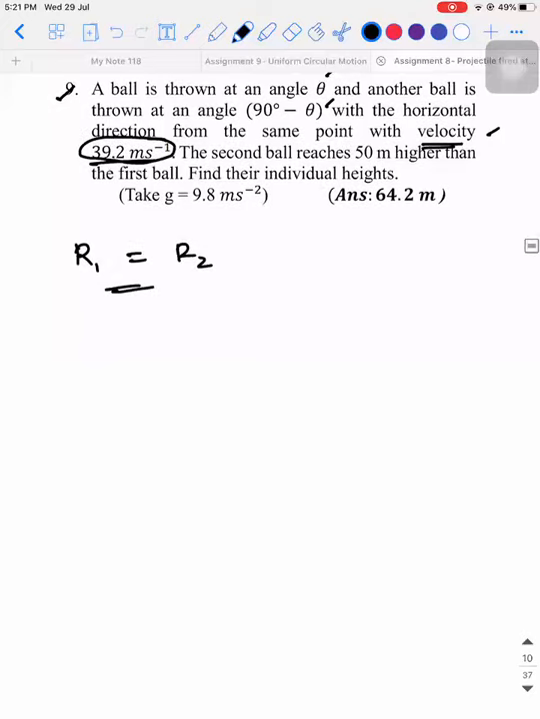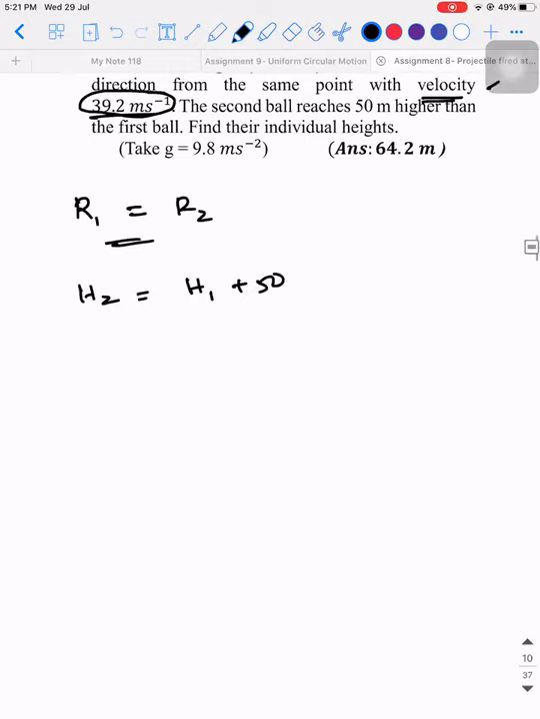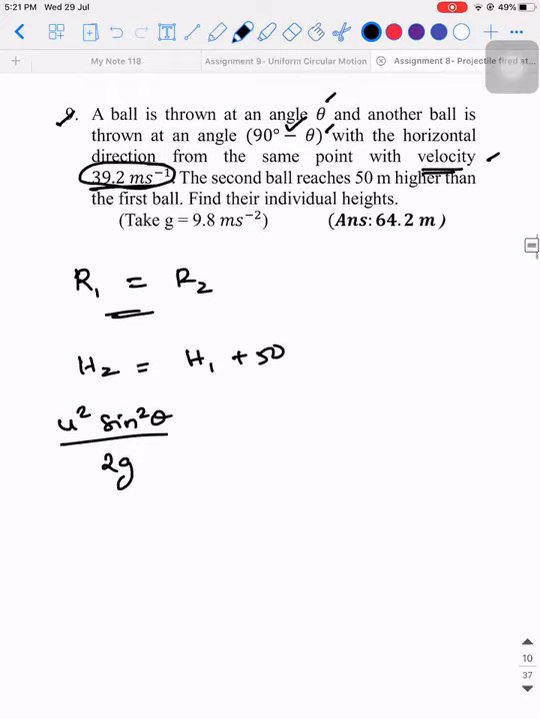Okay. So the second ball reaches 50 meter higher than the first ball. So H2 minus H1, or H2 is equal to H1 plus 50, can I write it like this? Yeah, you can write H2 minus H1 is also 50. That is also right. So H1 is nothing but u square sine square theta divided by 2g. So H2 is how much? With 90 minus theta, correct? So u square sine square of 90 minus theta divided by 2g is equal to u square sine square theta divided by 2g plus 50.